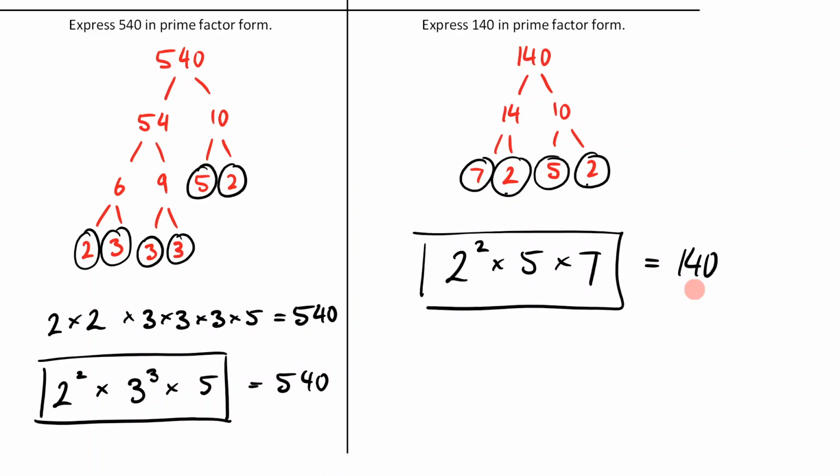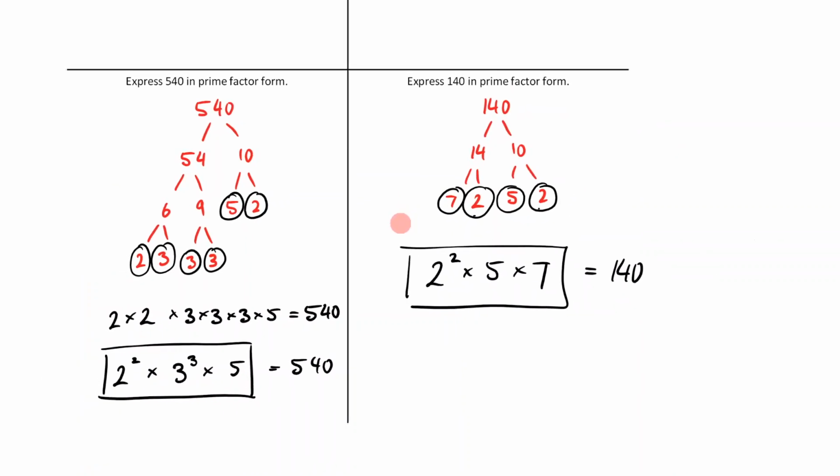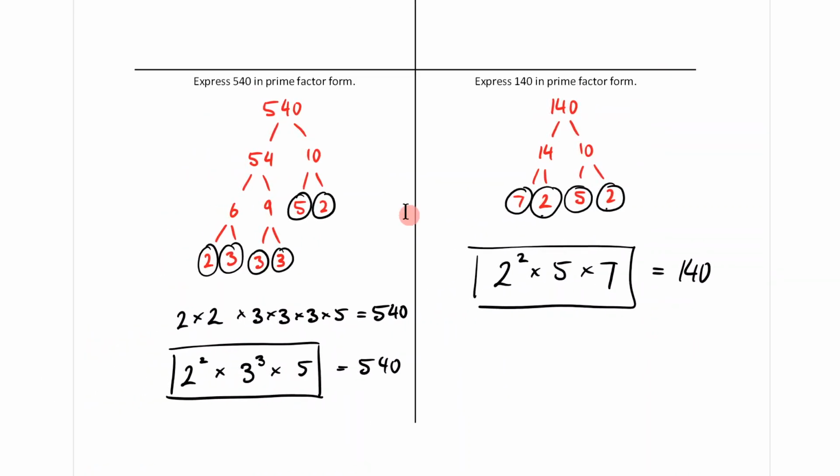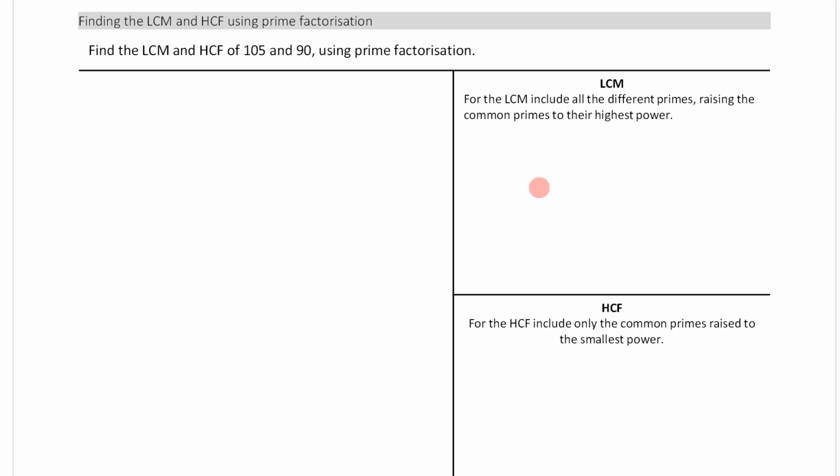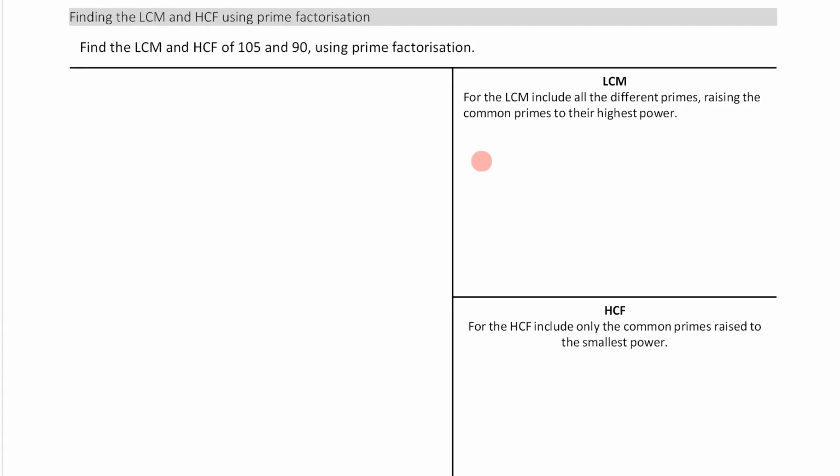Now, the question is, how is this useful? How is this a useful skill? Well, it's useful when we're trying to find the LCM and HCF of numbers that maybe are a bit difficult to do in our traditional way. Remember, in our previous lesson, we learned how to find the LCM and HCF the easy way. So when the numbers are small and manageable, we can just list them out and find them all.